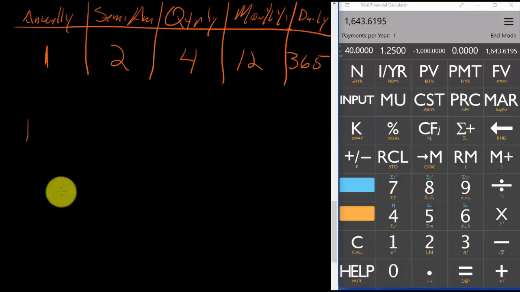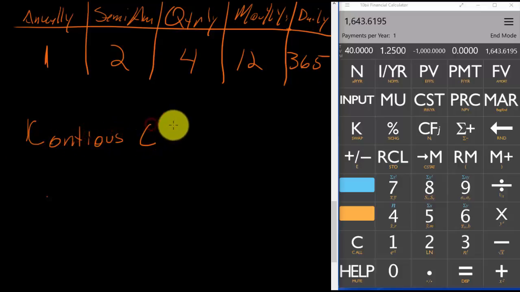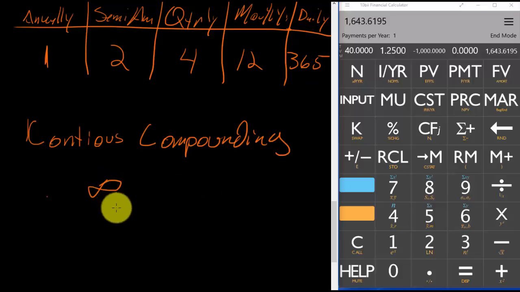What do you think is the smallest amount that we could compound? By the hour? By the minute? By the second? Microseconds? Nanoseconds? Well, we can compound continuously. Continuous compounding basically means we're compounding at an infinite number of breaks. Okay, so we can compound continuously an infinite number of breaks.